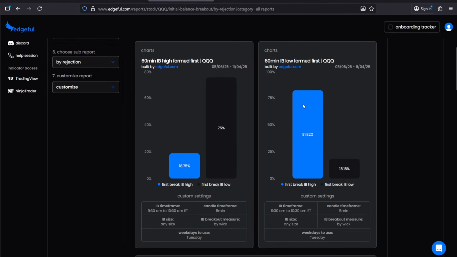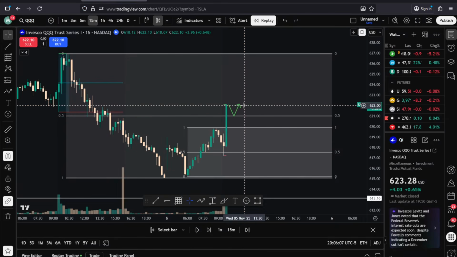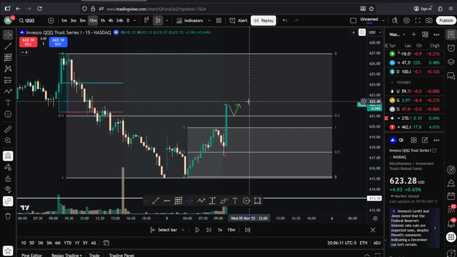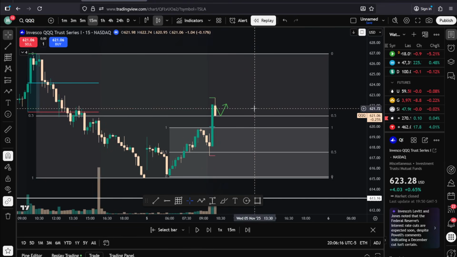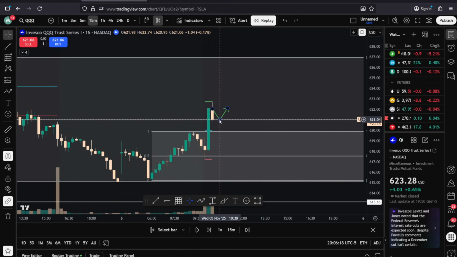In this case, we formed the low first today. So we had an 82% chance of going and taking the high. That is why I was looking for a retest or a TP at that equal high. Going into replay mode yet again, let's see what that next candle did. And we had a perfect retest back down to that previous day's 50.